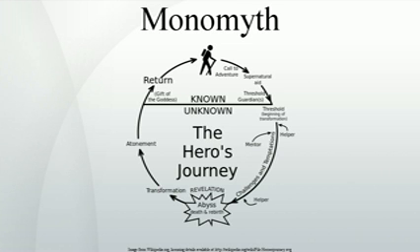Atonement with the Father. In this step the person must confront and be initiated by whatever holds the ultimate power in his or her life. In many myths and stories this is the father, or a father figure who has life and death power. This is the center point of the journey.